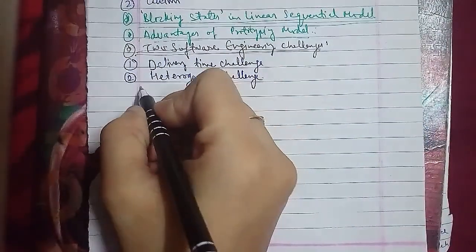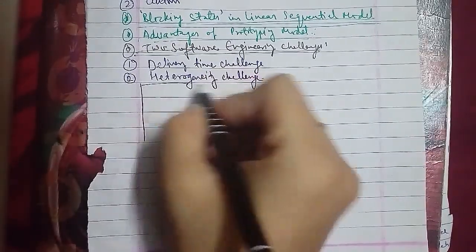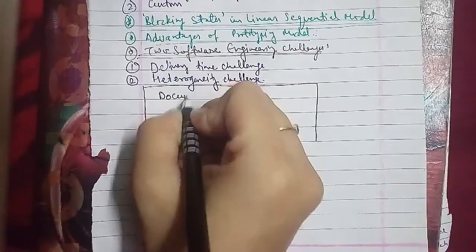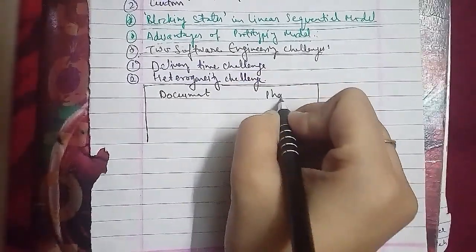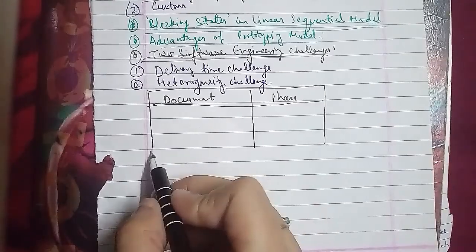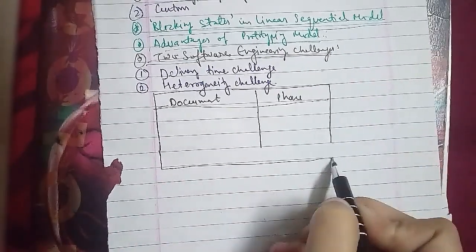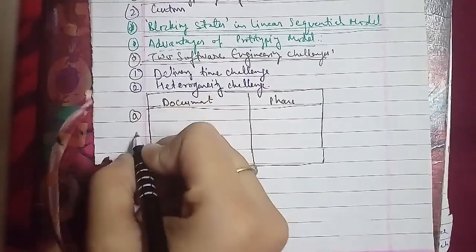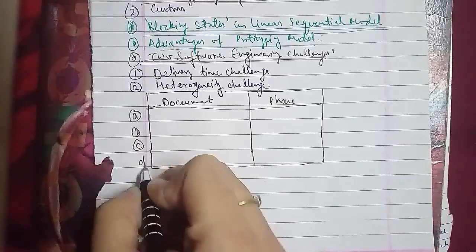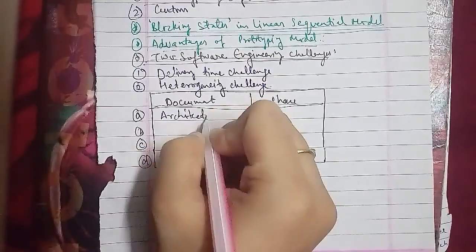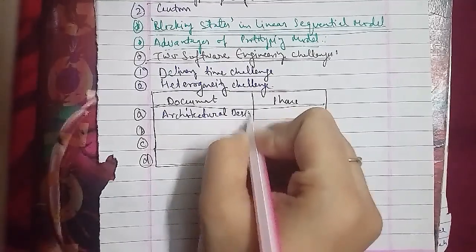Here we'll make a sort of table. Here we'll write down the document and the phase. On the same basis, there are four documents. The first document is the architectural design. In this, the phase we have is design.